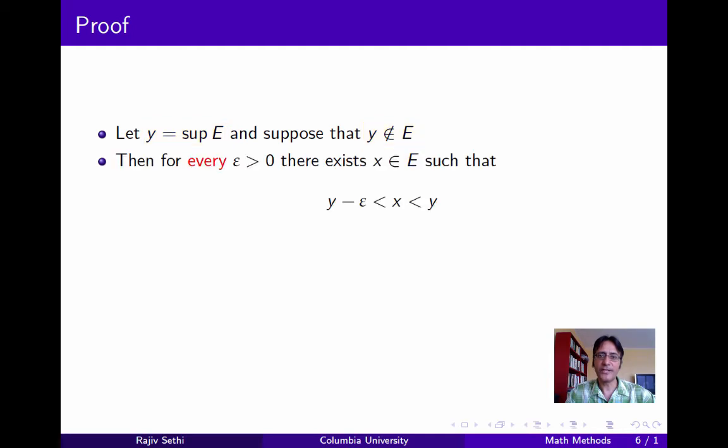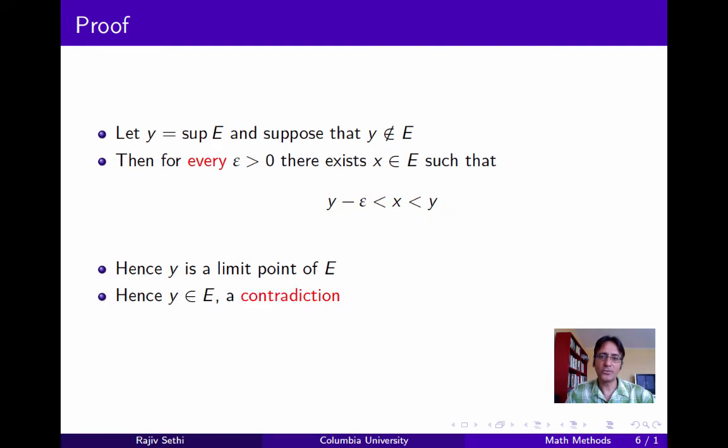Now note that for every epsilon positive, there must exist some number x in E that lies strictly between y minus epsilon and y. If there were no such x, then y minus epsilon would be an upper bound for E, and y couldn't possibly be the least upper bound. Now this inequality implies that every epsilon neighborhood of y contains an element of E. In other words, y must be a limit point of E.